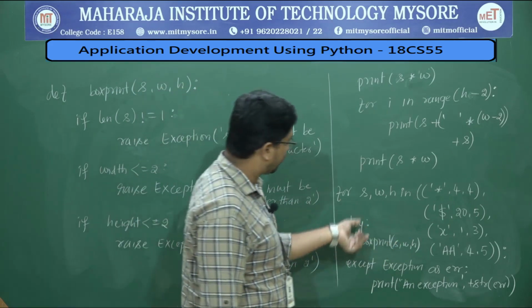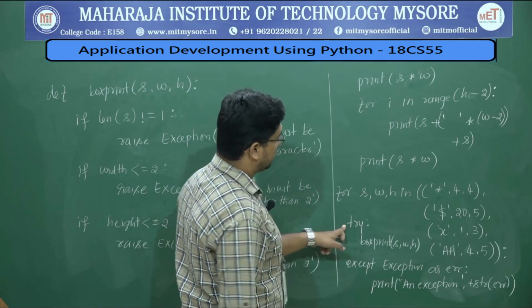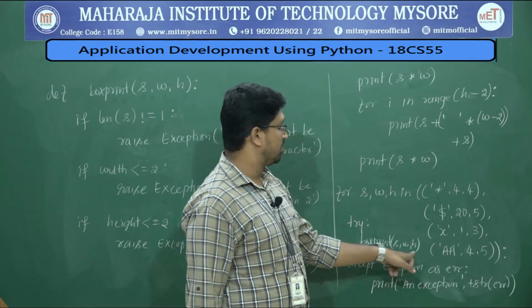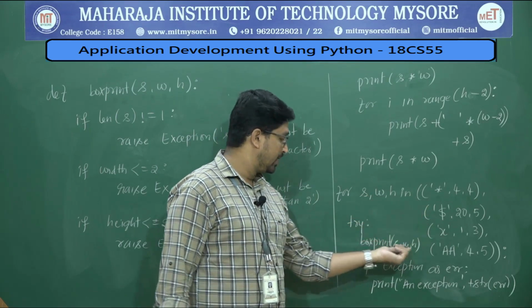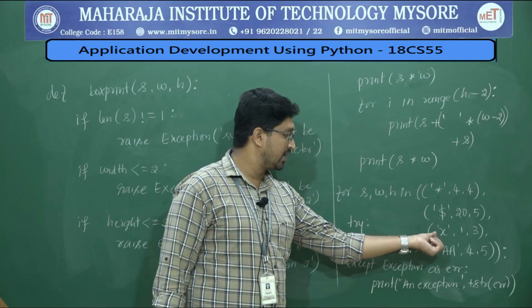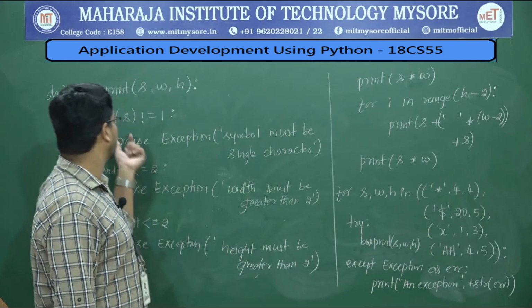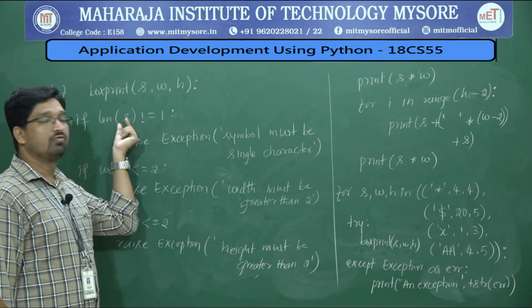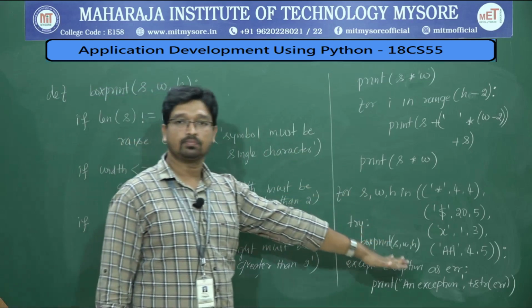So we have written the try block over here. Inside the try block, print of SWH, we have written the for loop here. We will discuss later. So once there is an error in execution of X13, it will go to the next, AA45, where in AA the length of AA is 2, 2 is not equal to 1, so it will raise an exception. So it will come back.